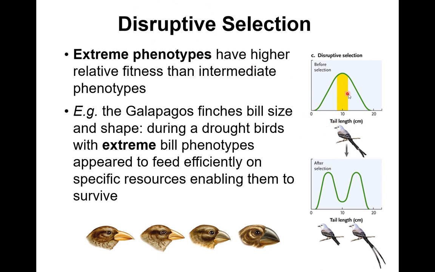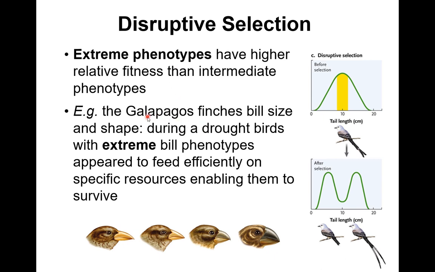And this, instead of pushing towards one side or increasing the incidence of individuals with a mean value, actually divides the bell into two separate parts. So it pushes both extremes, basically lowering the number of individuals towards the mean value. So it pushes the extreme phenotypes.